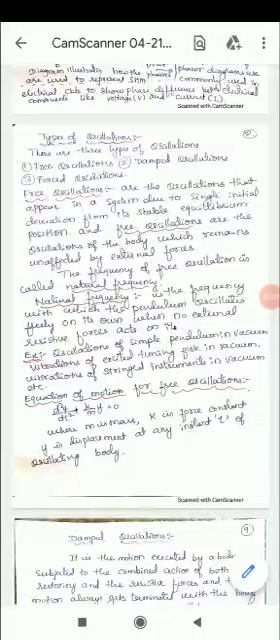See here students, you people have to learn about the types of oscillations. There are mainly three types, that is free oscillation, damped oscillation and forced oscillation.